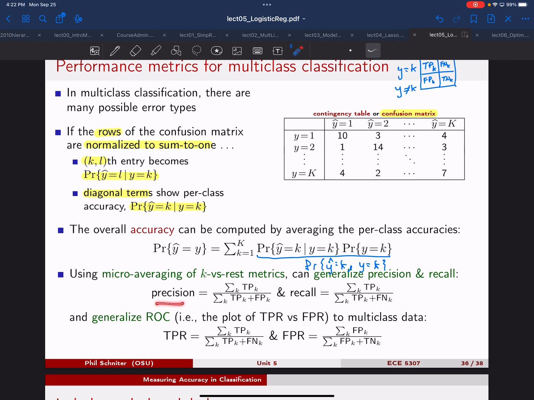And then for precision, you use the precision formula that we saw on the previous page, except that you do a separate average over K in both the numerator and denominator. And it's a similar thing for recall. And if you want to compute the true probability and false probability rates, then you can again use those K versus rest metrics in this way. So these are nice ways to generalize these different definitions for multi-class classification.